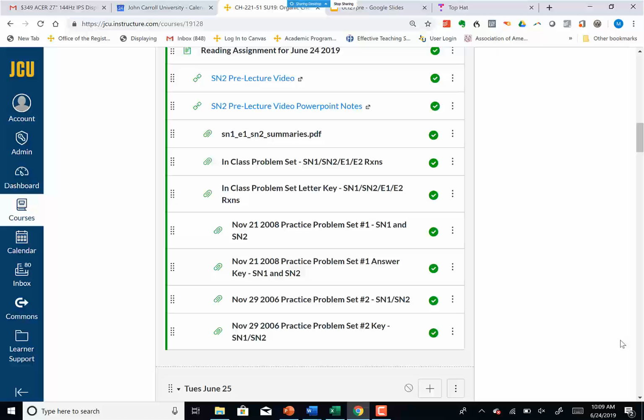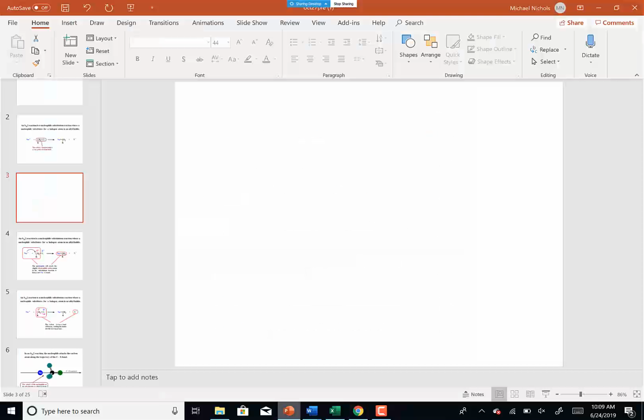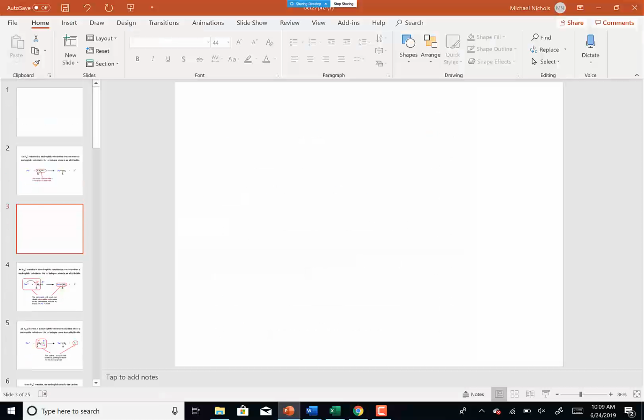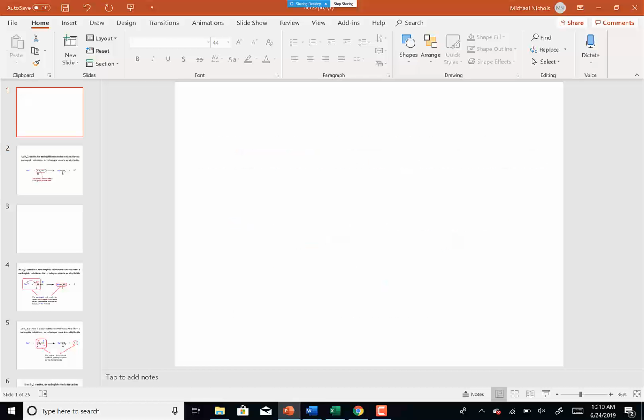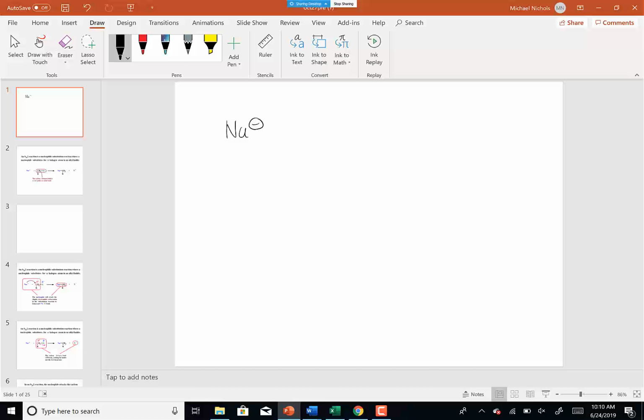So first of all, we're going to have to define what these terms mean. So let's go to the notes, and let's talk about what we did last week at the end of Thursday, and then put it in context of what we're going to do in terms of substitution. So last week we talked about what is a nucleophile and what is an electrophile. The nucleophile was electron rich, the electrophile was electron poor.